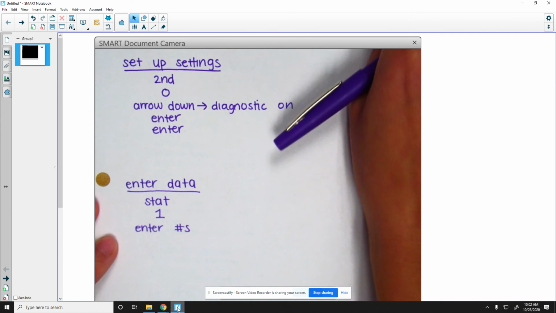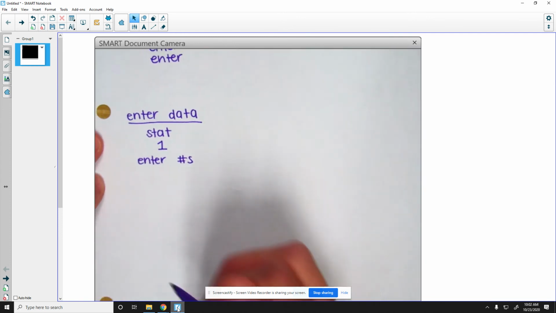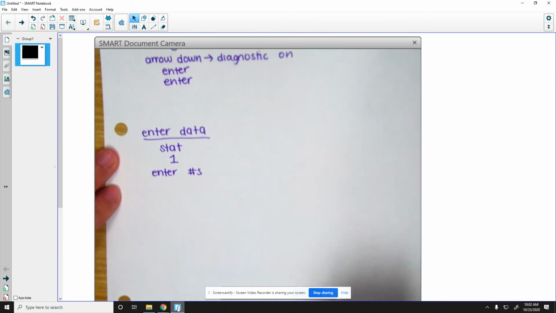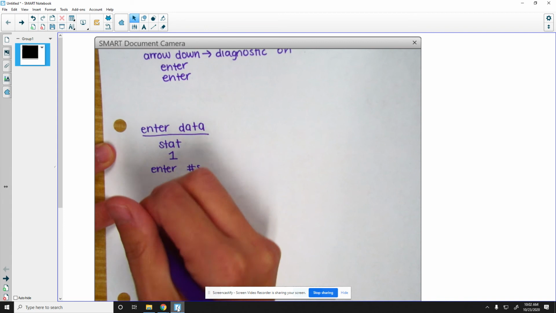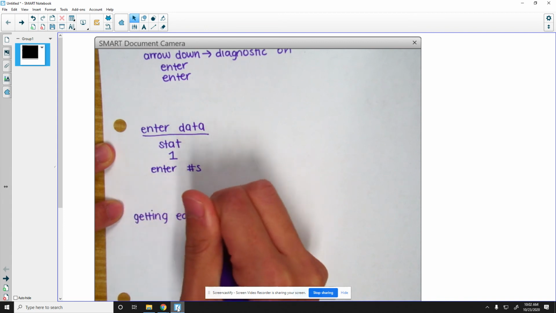Okay, now after you've entered your data, you can finally get the equation. I hope you're writing this down. You're not going to be able to remember this by yourself. Okay, so you're going to be getting the equation.